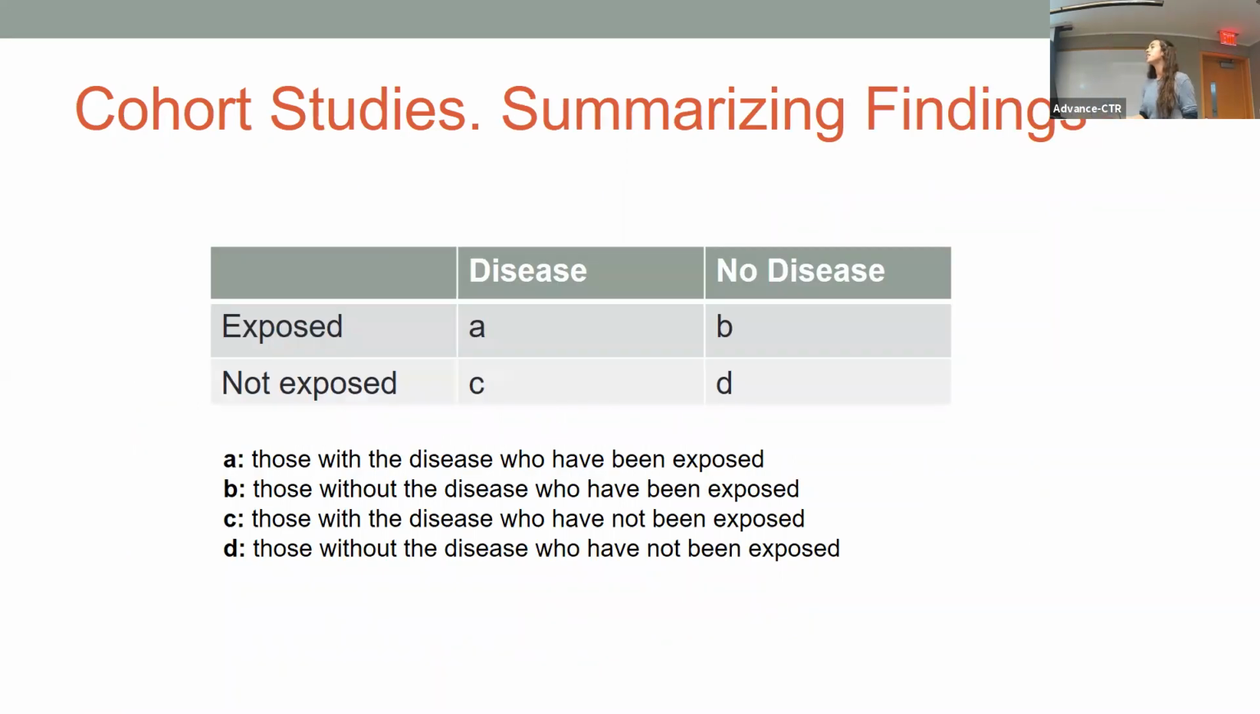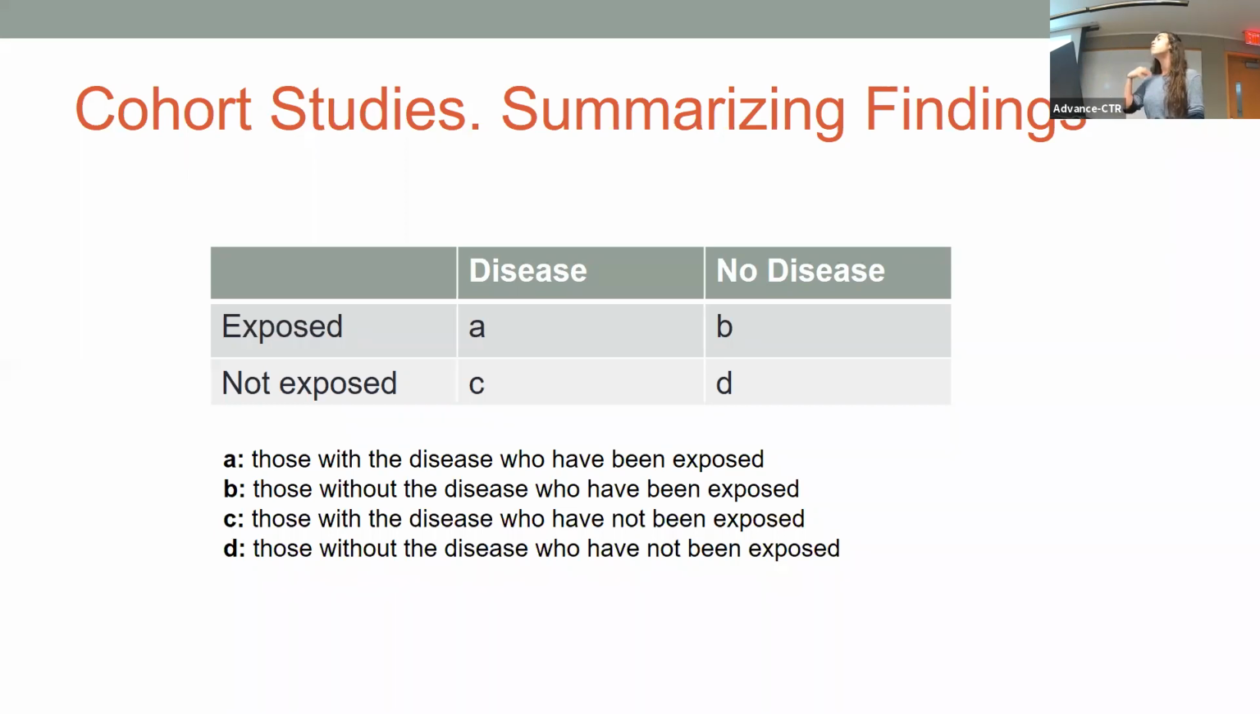As I mentioned in the beginning slides, with a cohort study, we end up with 4 potential categorizations. There are individuals who were exposed and developed the disease, which we're going to denote as category A. There are individuals who were exposed but did not develop the disease, category B. There are individuals who were not exposed but developed the disease, category C. And finally, category D, which are the individuals that were not exposed and did not develop the disease.